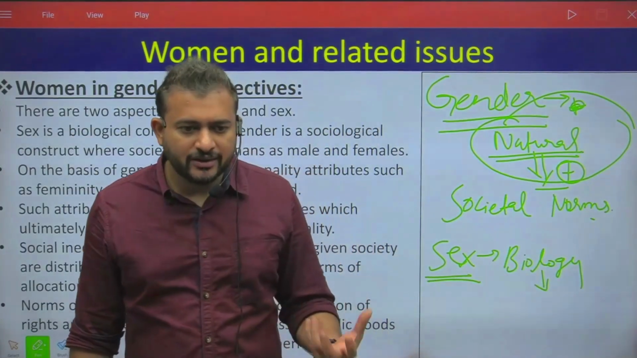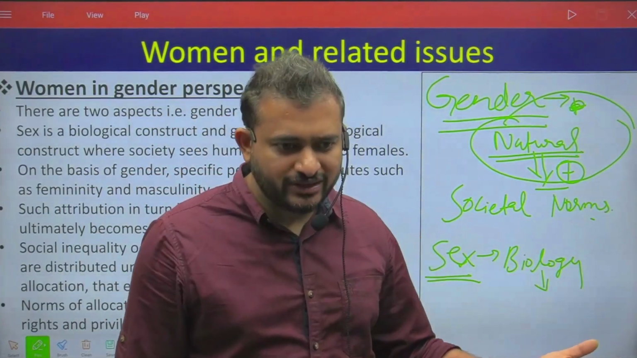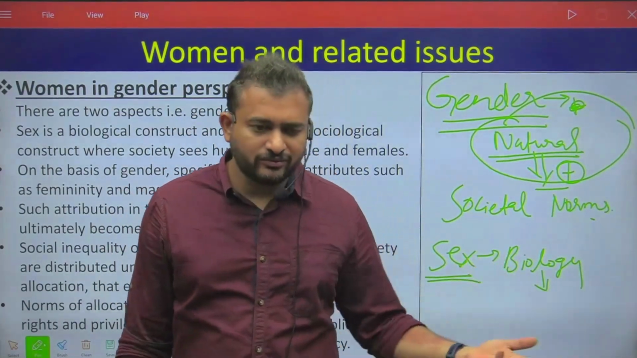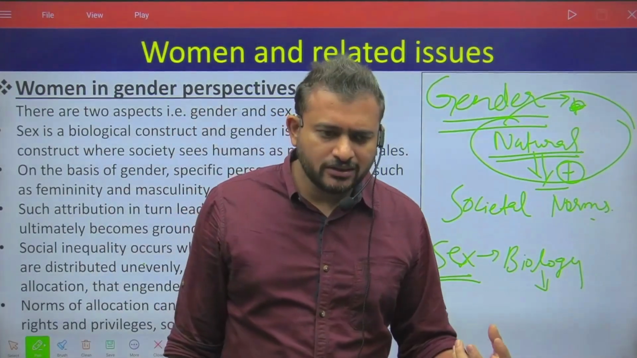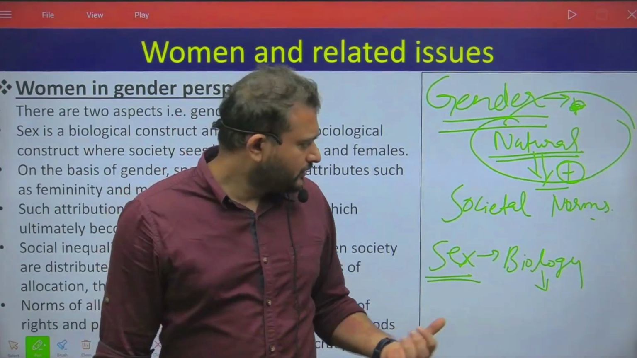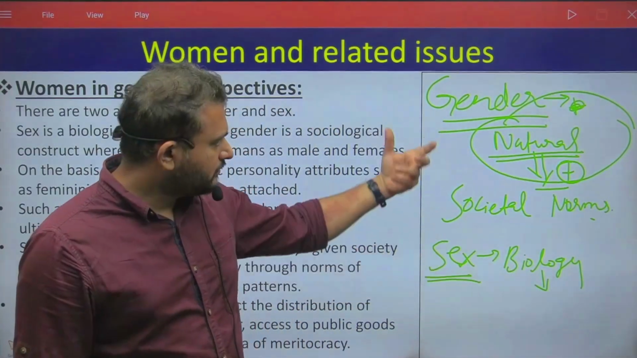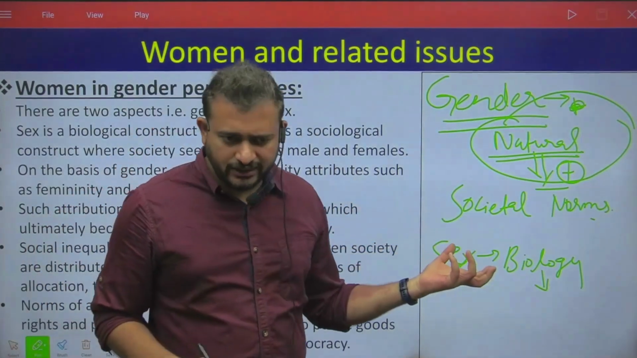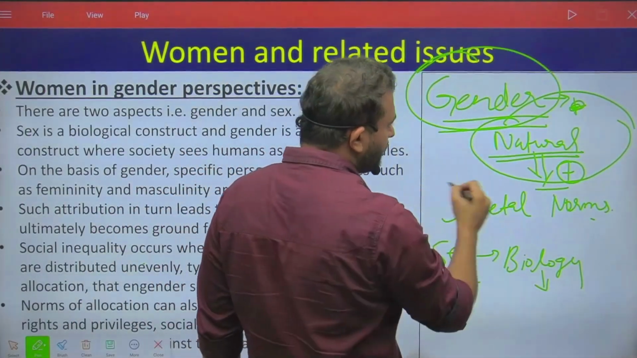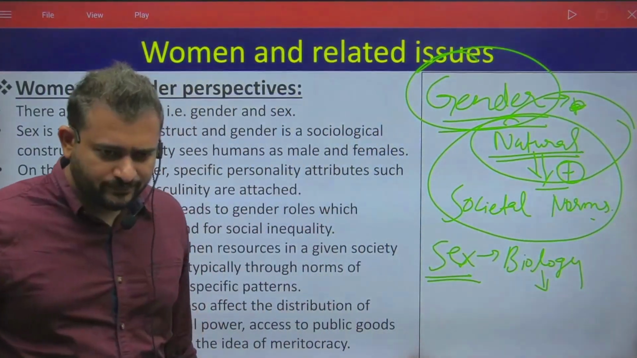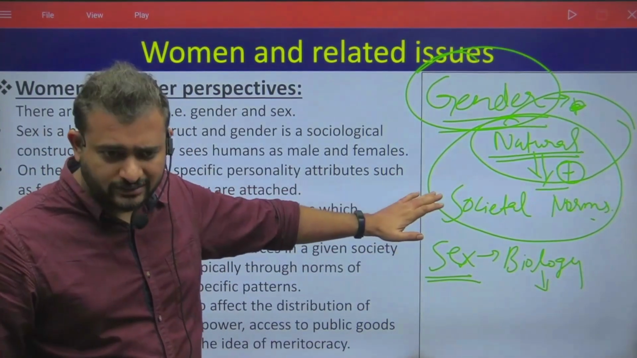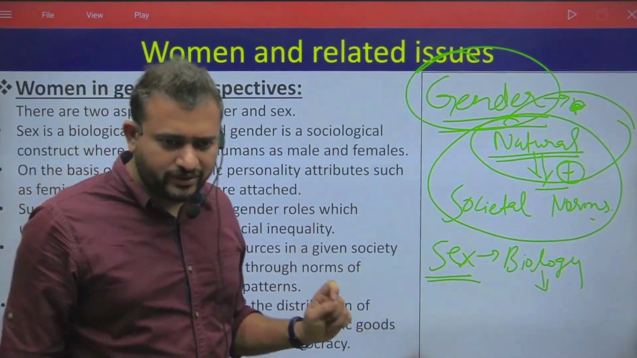Particularly hormones: males have testosterone, females have estrogen. Because of these hormones, they also exhibit an effect on your character and your behavior. From where does a male get masculinity? Testosterone hormone. So hormones play an important role in making your personality, and hormones are biological. So gender is a composition of both natural and societal norms. There is a natural factor also. It is not completely societal norm, and it is not completely natural. This is not the case. Have you got it? Okay.